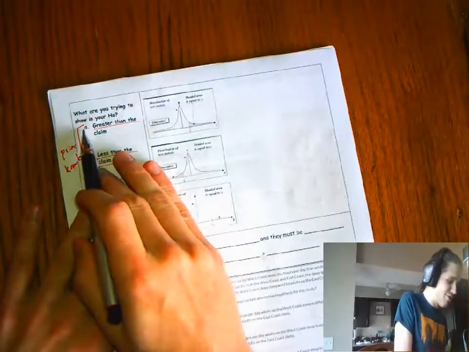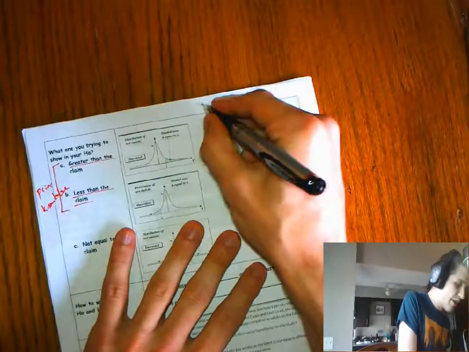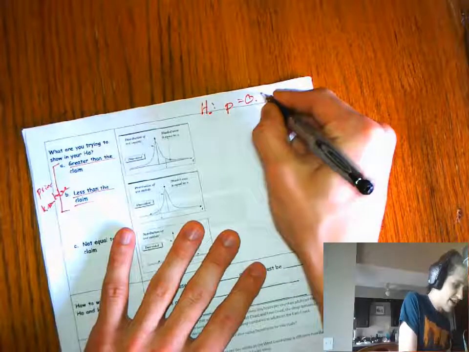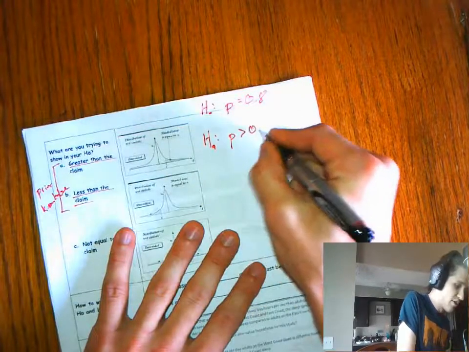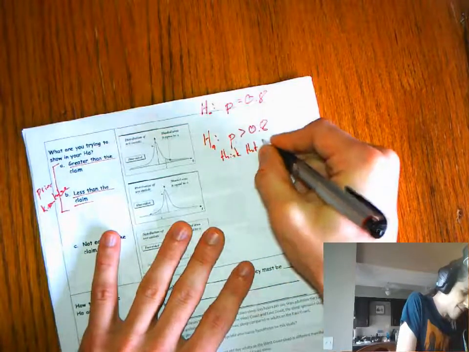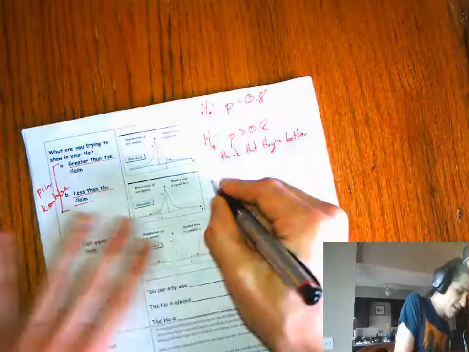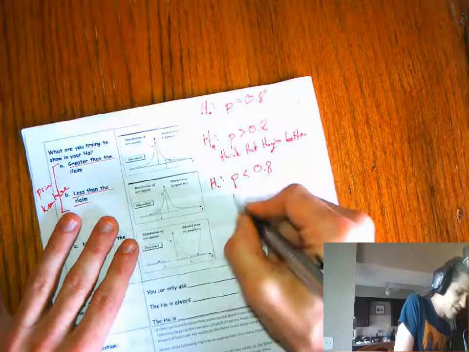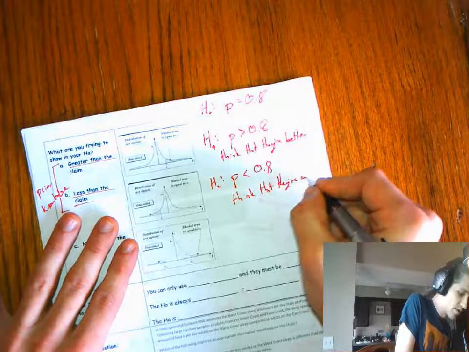So what are you trying to show in your Ha? Greater than the claim. Okay, maybe you think it's better than that. So here, maybe our Ho is proportion is equal to 0.8. Here, our Ha might be the proportion is greater than 0.8. We think that they are better. Or maybe the Ha is that p is less than 0.8. That is, that we think that they're worse.